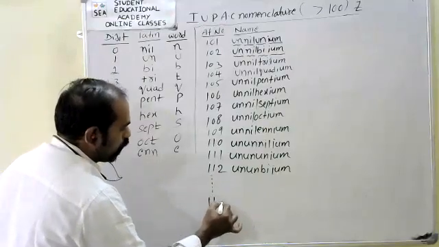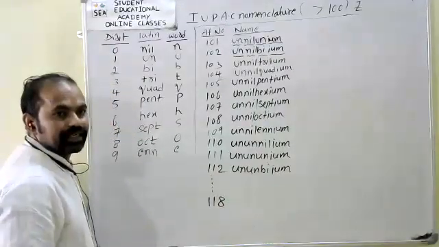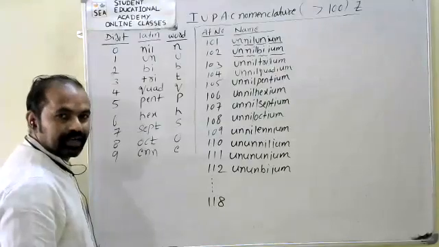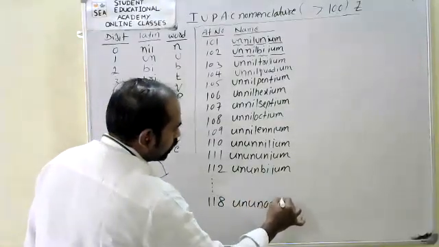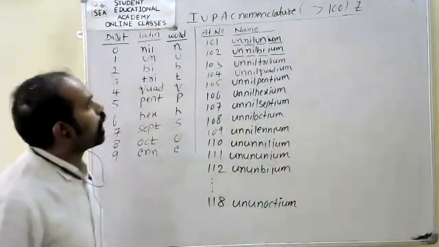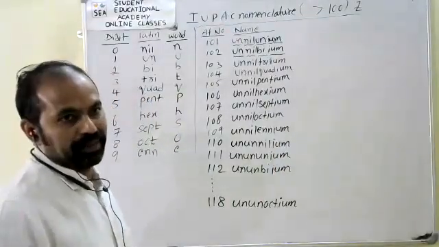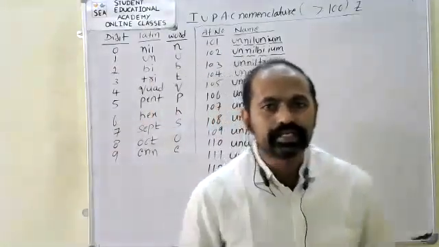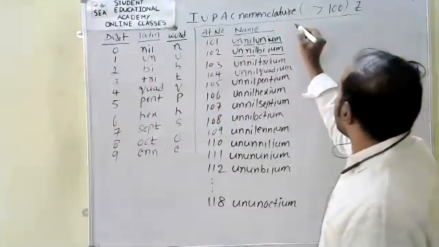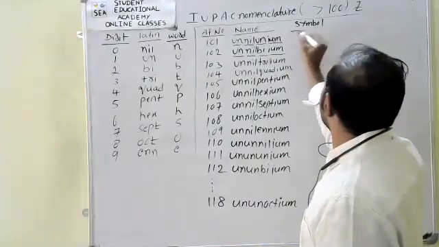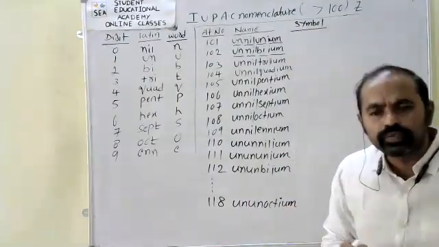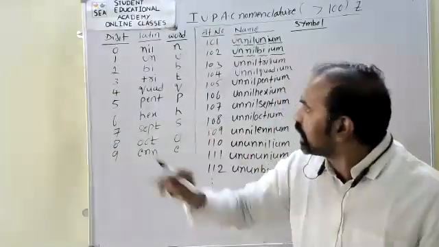If we take 118, say that: Un un octium. It is the IUPAC name. Okay, now its symbol, the shortcut form. Symbols are represented by the first letter only.